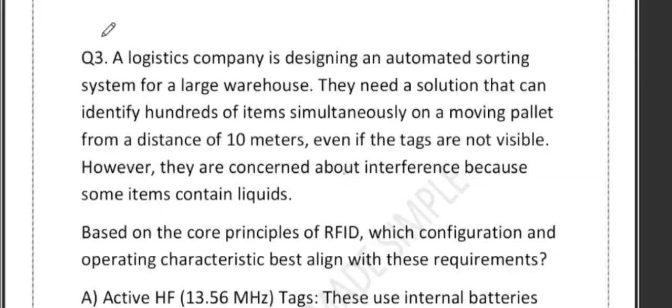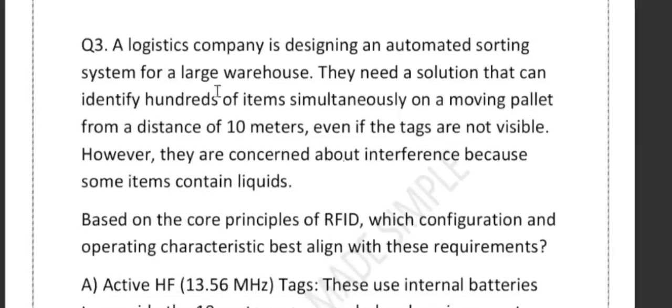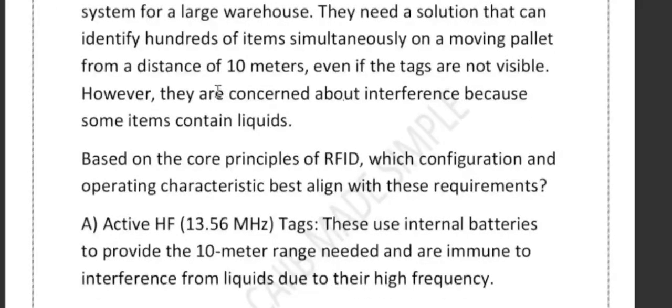So what is question number 3 all about? Let's have a look. As you can see here, there is a logistic company which is designing an automated sorting system for a large warehouse. They need a solution that can identify hundreds of items simultaneously on a moving pallet from a distance of 10 meter, even if the tags are not visible. However, they are concerned about interference because some items contain liquid. Have you ever wondered how a warehouse reads hundreds of tags at once, even from 10 meter away? So let's decode this RFID question.